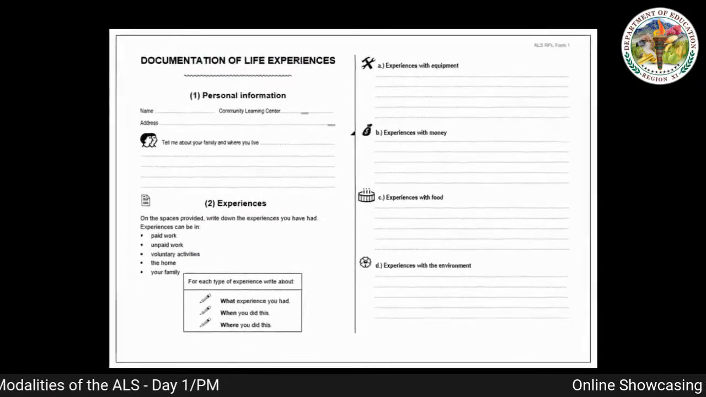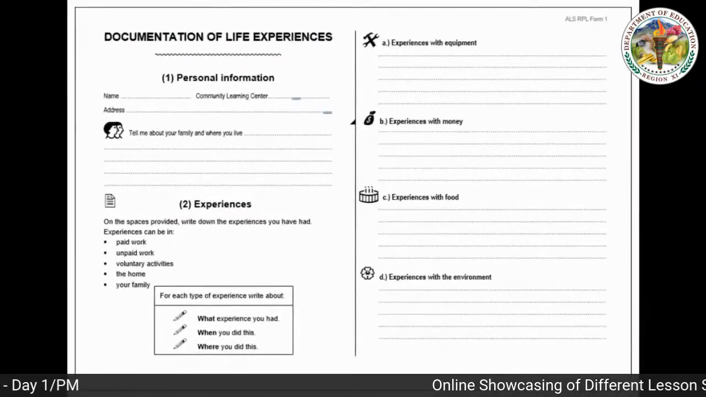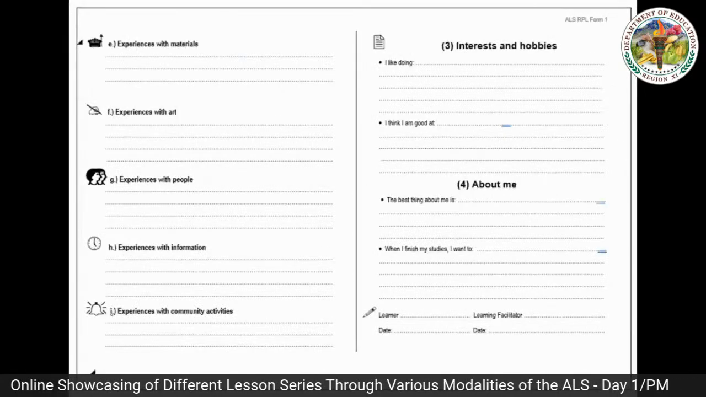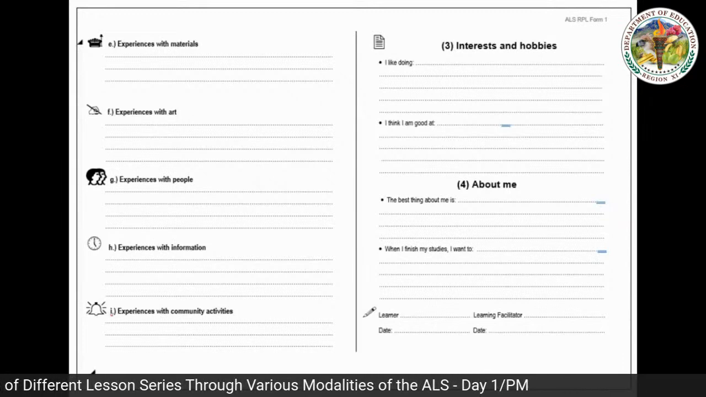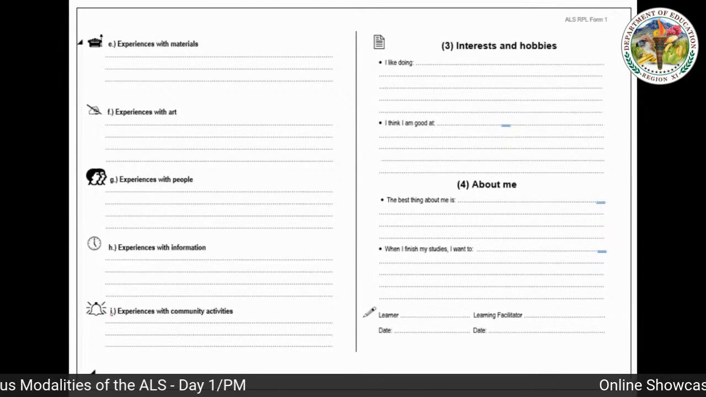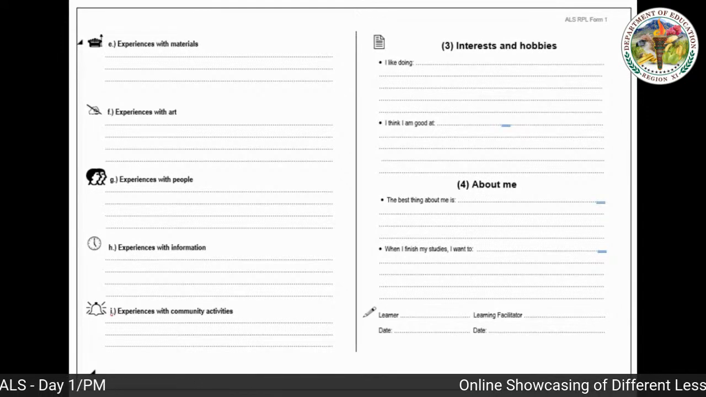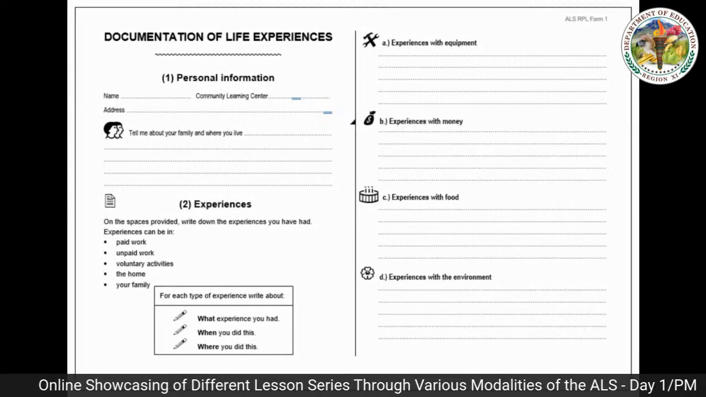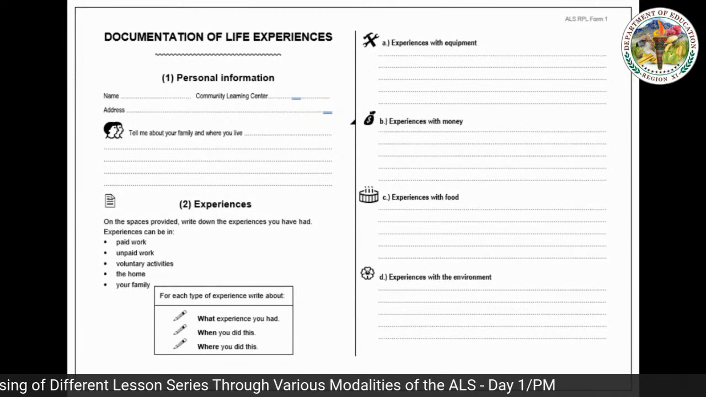ALS RPL Form 1, or the Documentation of Life Experiences. This form is a recognition of prior learning record. It documents the life experiences that the learner has had. These experiences are important to document fully as they provide information on the learner's interests and what the learner already knows and is able to do.